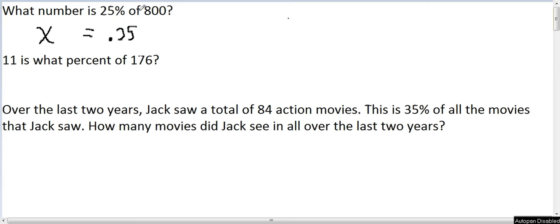The word of will translate to a multiplication sign, and 800 is 800. So we can find the number that we're looking for by multiplying 0.25 by 800. When we do, we find that this is equal to 400. So 25% of 800 is equal to 400.